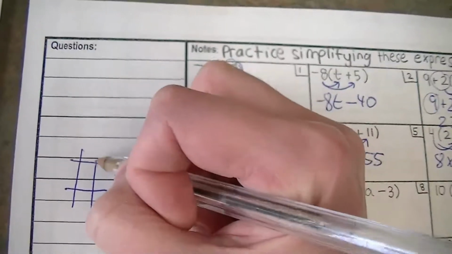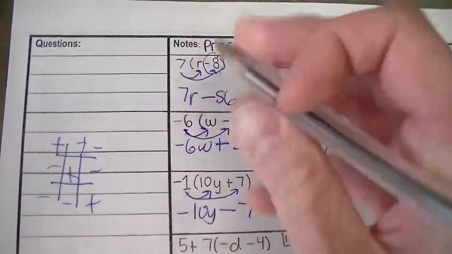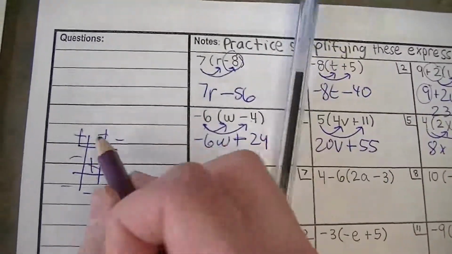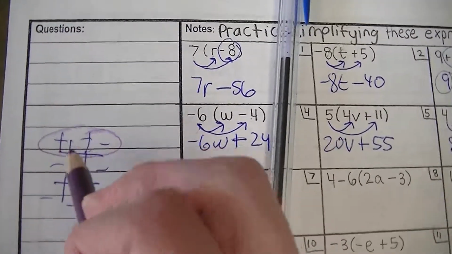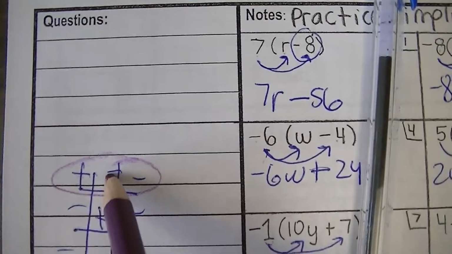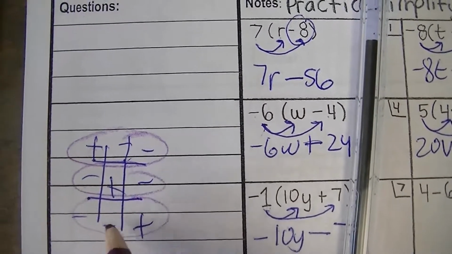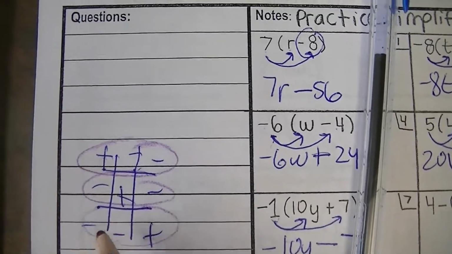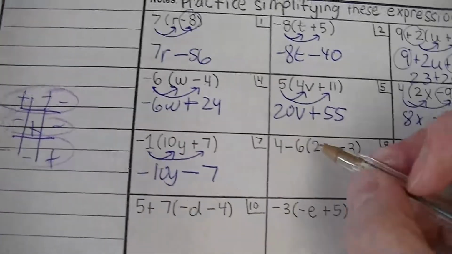Hey, if it helps you, do your little tic-tac-toe chart over here that helps you with multiplication. Plus, plus, plus, minus, minus, minus, minus, minus, minus. Remember, multiplication is going to be going this way. So what does that say? Can't even read it. Oh, positive times a negative is a negative. A negative times a positive is a negative. A negative times a negative is a positive. Whew. Okay. Back to here.